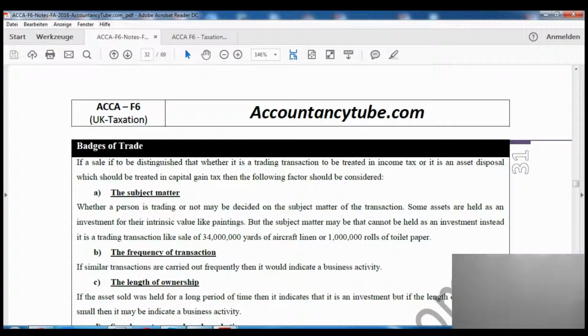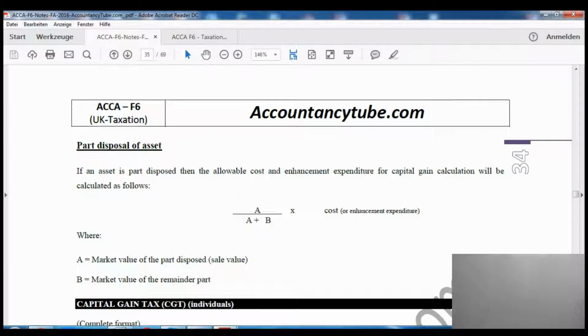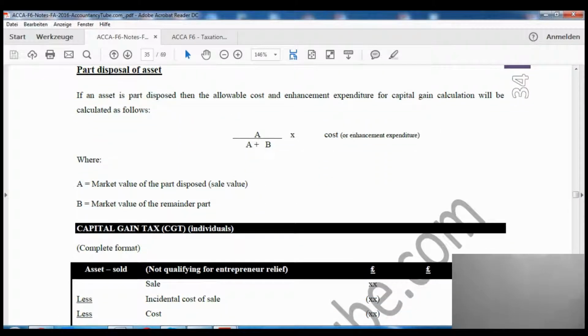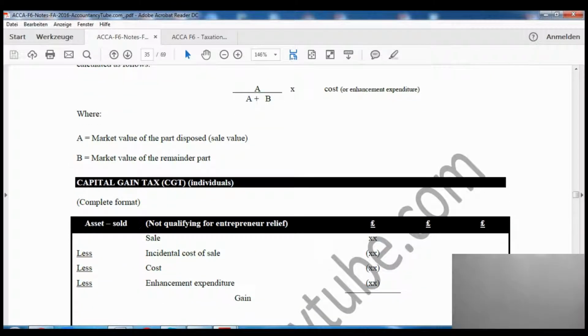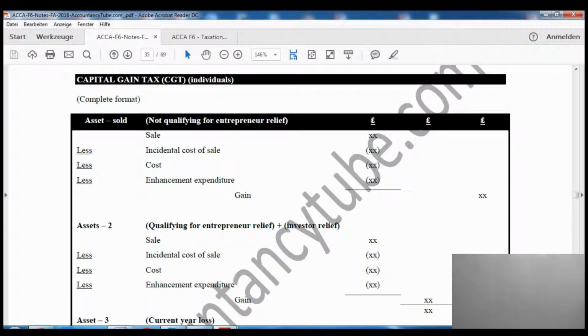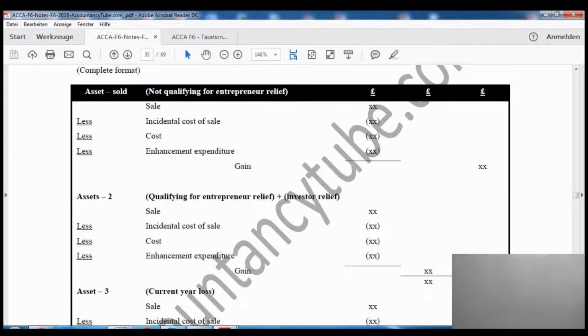Sorry, page number 34 of your lecture notes. Sorry, not 30, page number 34. Sorry for that. Now as you can see on your screen, A over A plus B. We will multiply it by the cost or enhancement expenditure if there are any, and that's the way to calculate the cost of a part disposal of an asset. Then we will do a question on this one in a minute. Just maybe 1 second. We have to cover some more topics as well.